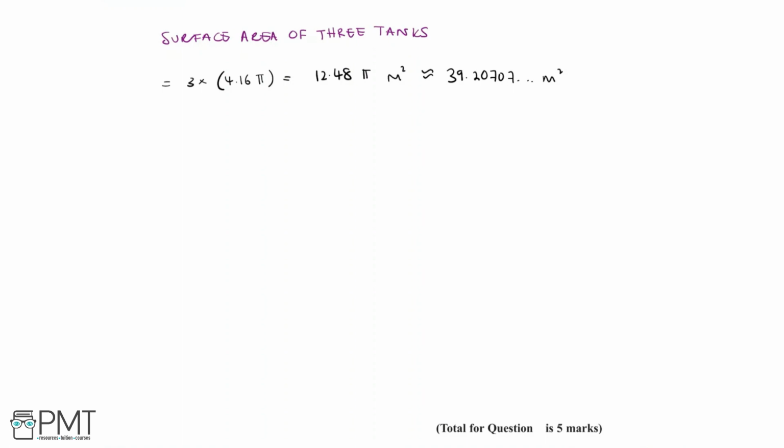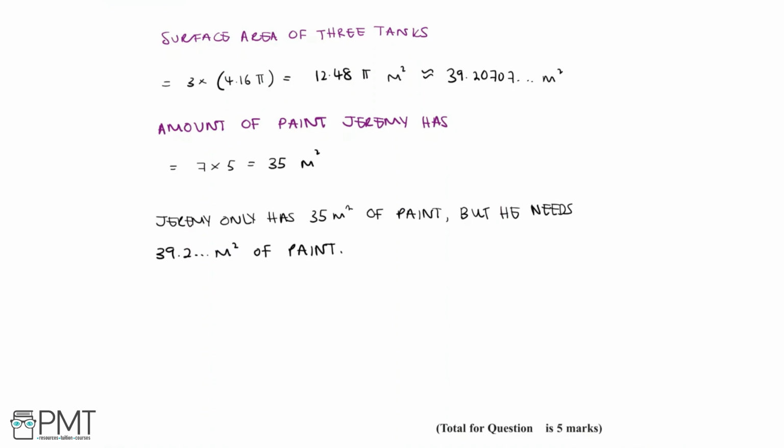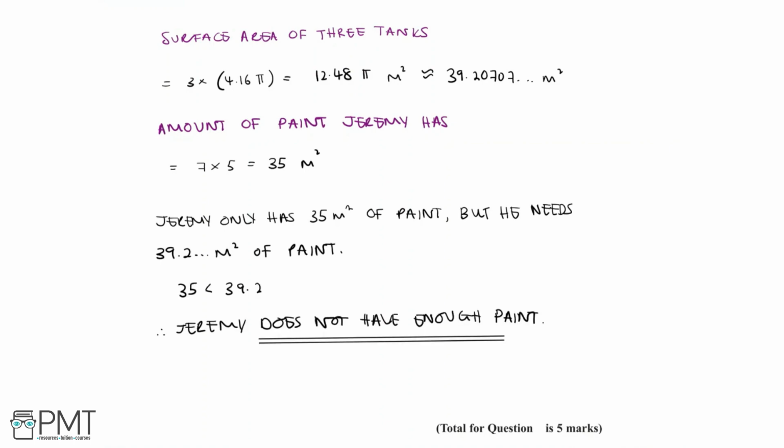Now let's find out how much paint Jeremy actually has. We're told that Jeremy has 7 tins of paint, and each tin of paint is able to cover 5 meters squared. And so Jeremy has 7 multiplied by 5, which is equal to 35 meters squared worth of paint. But now we calculated that Jeremy needs a minimum of 39.2 meters squared of paint. Now since 35 is less than 39.2, we can conclude that Jeremy does not have enough paint to cover all 3 tanks completely. And it's really important that we have this final conclusive statement which directly answers the question, and so we've clearly stated that Jeremy does not have enough paint.